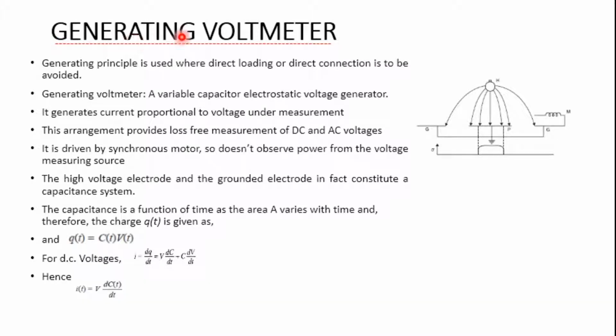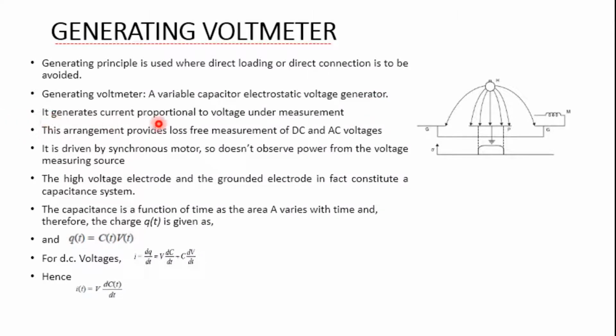That is nothing but the generating voltmeter. The generating principle is used where direct loading or direct connection is to be avoided, like in the case of Van de Graaff generators, etc. The generating voltmeter is nothing but a variable capacitor electrostatic voltage generator.